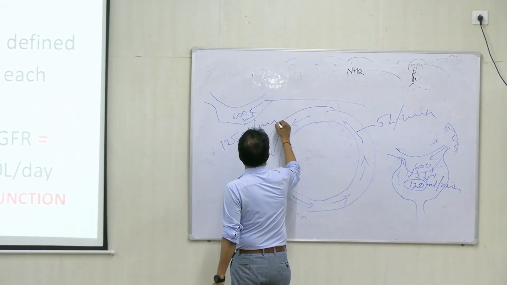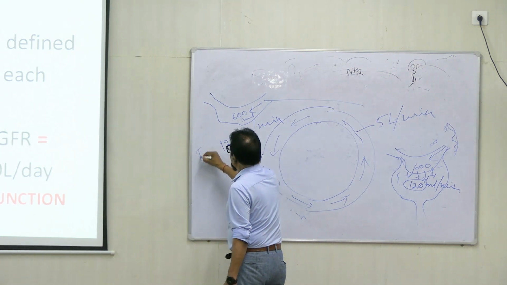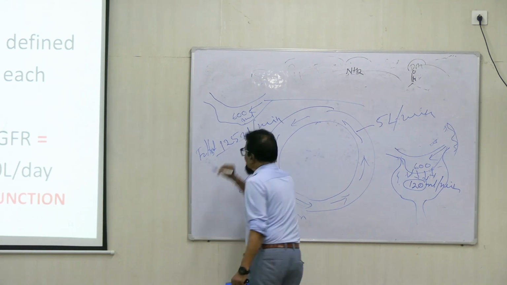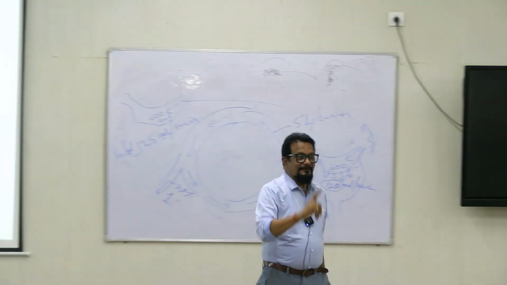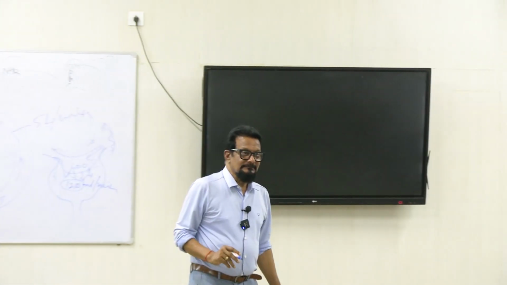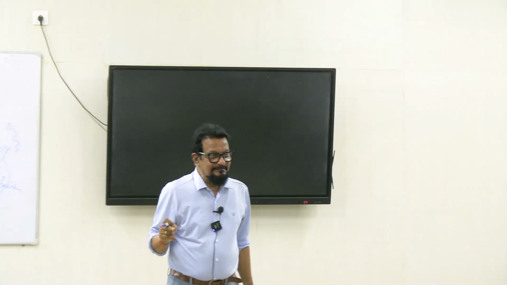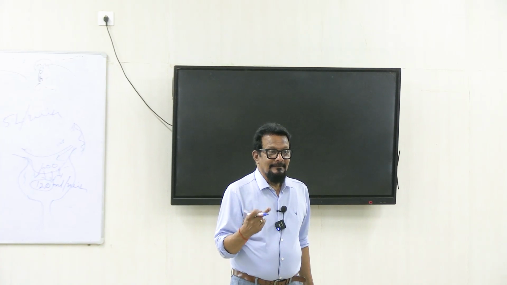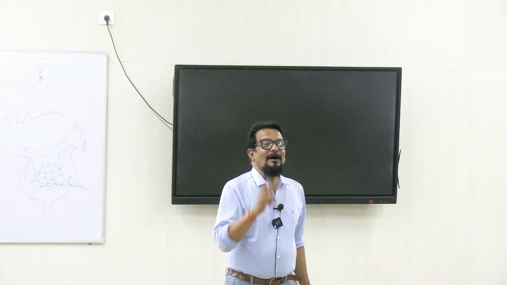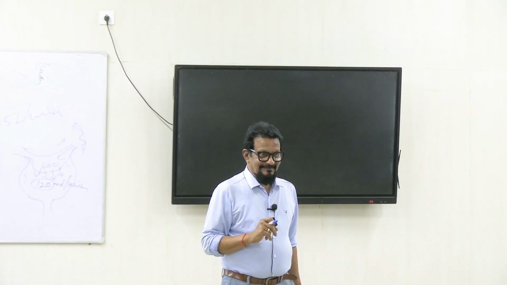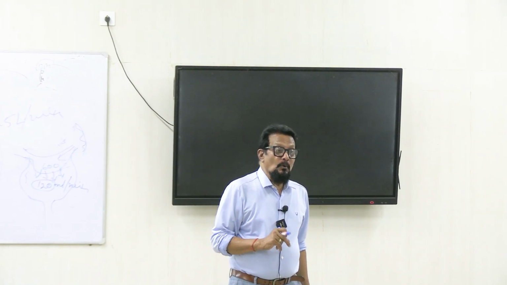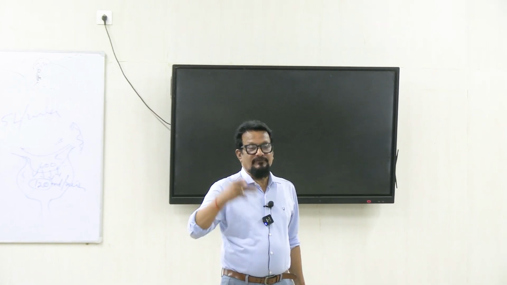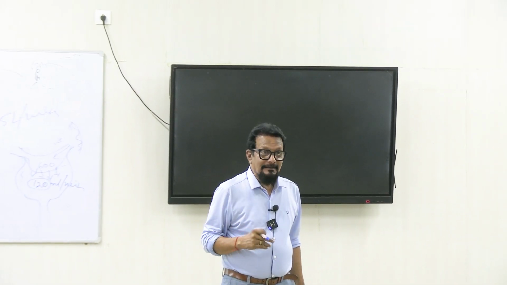125 ml per minute of filtrate is formed by both the kidneys in 1 minute. In 1 hour, how much? Multiply it by 60. And in 1 day, it is 180 liter. 180 liter of glomerular filtrate is produced per day.